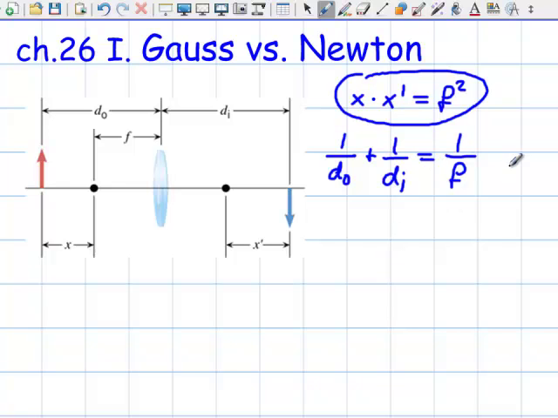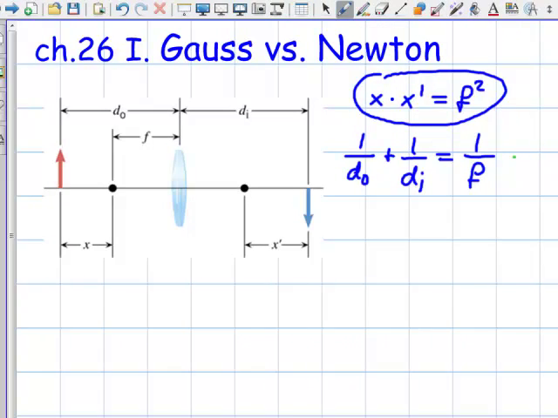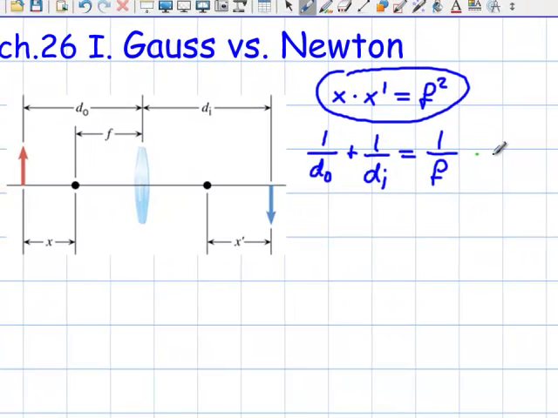Okay, so for one thing, the Newtonian form doesn't have any inverses in it, so what I could do is multiply everything in here with dO, di, and f, and I would come up with di times f plus dO times f equals dO times di. Well, it seems like I haven't gained much. Well, I did actually. I got rid of the denominators and I only have one straight equation here.